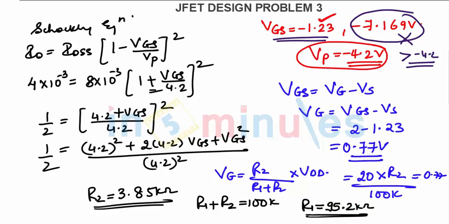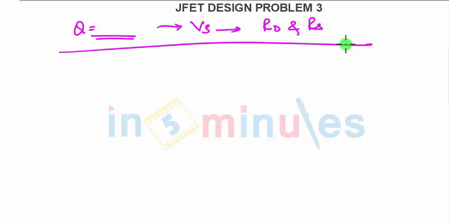Such are the types of problems which come in the paper, wherein the coordinates of the Q point are given. From the coordinates of the Q point, you need to design the circuit and find the values of the various components. So what we did in the entire problem: the Q point coordinates were given, and the voltage at the source was given. By applying KVL, we found the values of the drain resistance and the source resistance. So this was the first part.